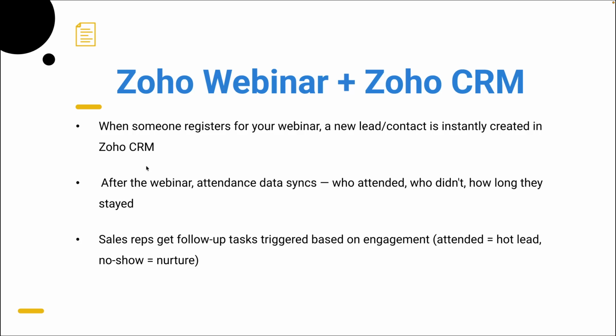Someone registers, it means they are interested. If they attend, this means they are more interested. And if they stay for 30 minutes or more, they are signaling serious intent about your content. So your CRM should reflect those differences automatically.